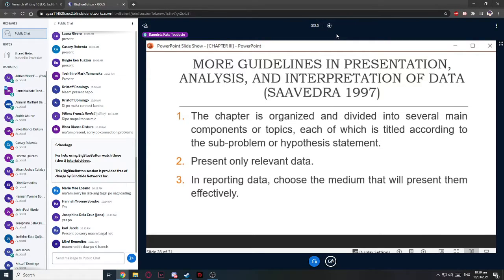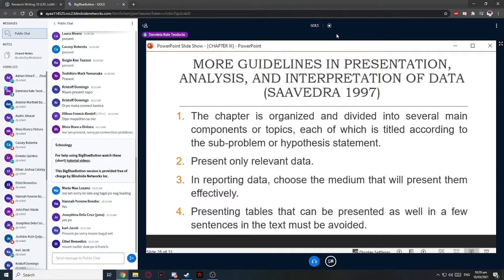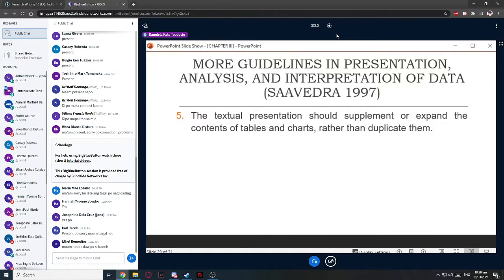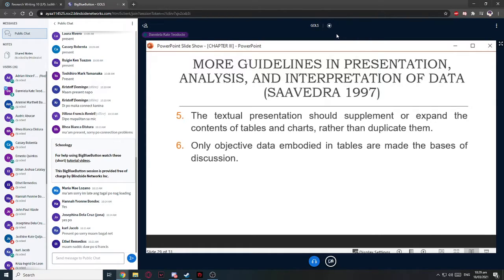Now, present only relevant data. In reporting data, choose the medium that will present them effectively. Presenting tables that can be presented as well in a few sentences in the text must be avoided. The textual presentation should supplement or expand the contents of the table and charts rather than duplicate them. Now, only objective data embodied in tables are made the basis of discussion. Also, the analysis of the data should be objective and logical.